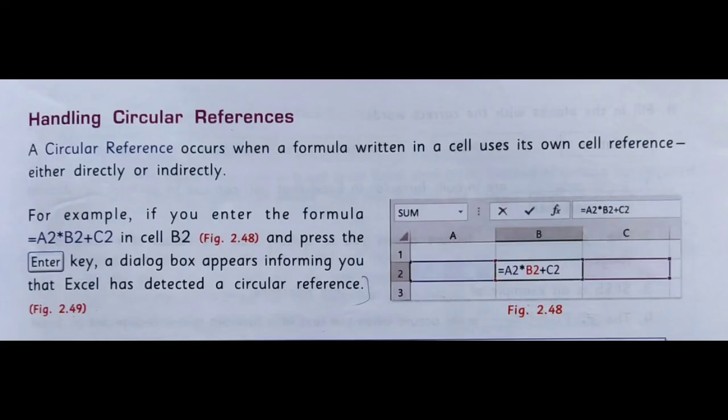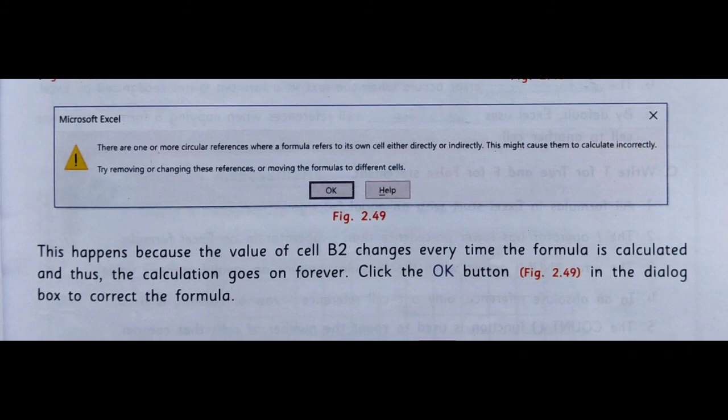Handling circular references. A circular reference occurs when a formula written in a cell uses its own cell reference, either directly or indirectly. For example, if you enter the formula A2*B2+C2 in cell B2 and press the Enter key, a dialog box appears informing you that Excel has detected a circular reference. So you can see this image. This happens because the value of cell B2 changes every time the formula is calculated and thus the calculation goes on forever. Click the OK button in the dialog box to correct the formula.